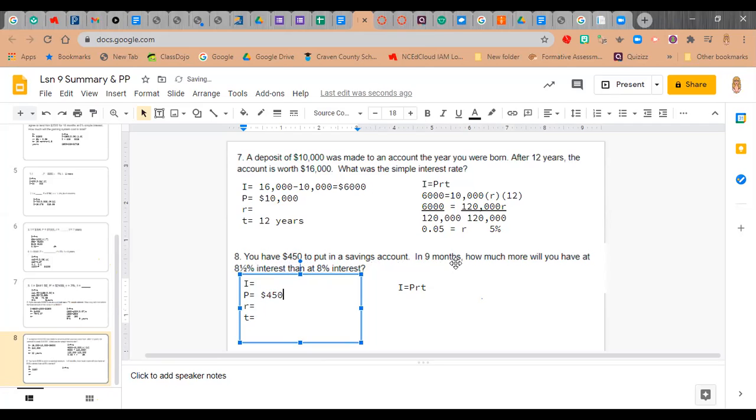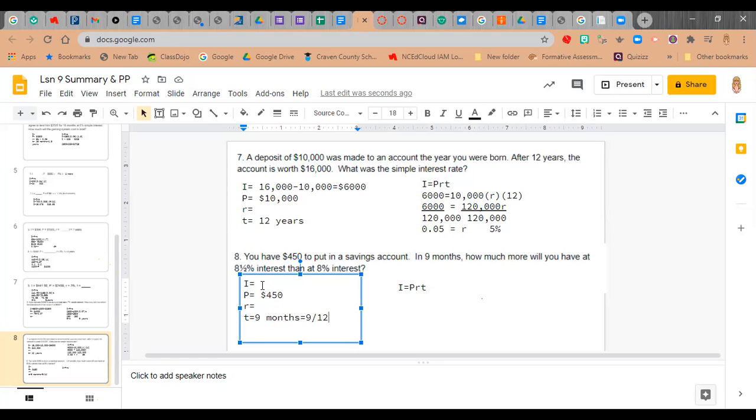Okay, 9 months. Well, that's time. But what does time have to always be in? Years. So what do I have to use for that? It would be 9 divided by 12? 9/12? 3/4 of a year, or I could use 0.75. They're all the same value. It doesn't matter. Okay. All right.